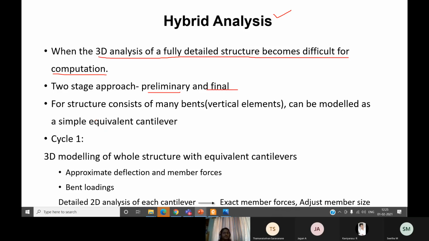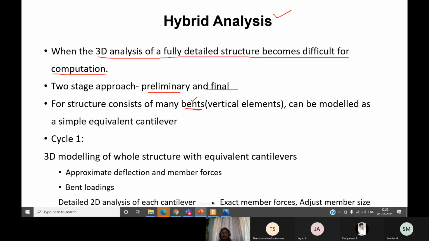For example, for structures consisting of many bents. Bent is a term used to represent vertical elements. Which are the vertical elements? Column is a vertical element, wall is a vertical element, shear wall is a vertical element. All such vertical elements are commonly called bent, B-E-N-T. You can see this term in most of the slides. So a structure consisting of many bents can be modeled as a simple equivalent cantilever.